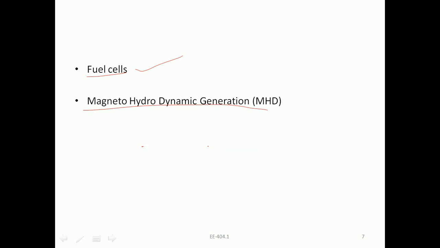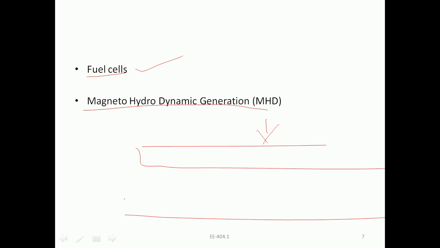Magnetohydrodynamics also comes under this. We flow the gas through two different magnets, that is the north pole and the south pole. Here the heavy magnets are there, and the gas is flown between the two magnets, and the energy is developed. That is one type, magnetohydrodynamics generation.